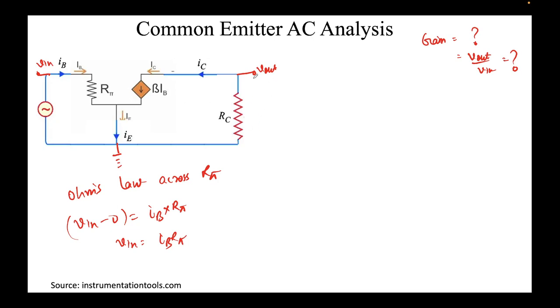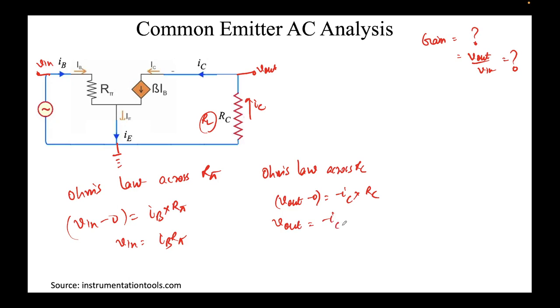Similarly, I'll apply Ohm's law across this RC resistor. Sometimes this is also known as the load resistor; these are used interchangeably. IC is flowing over here, so this current would again be IC. I can write the voltage across this as V out minus zero, equal to minus IC times RC. So this gives me V out equal to minus IC RC.